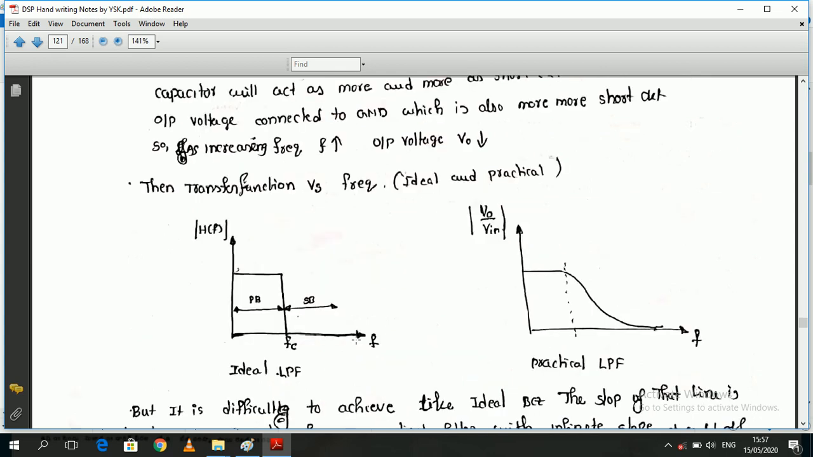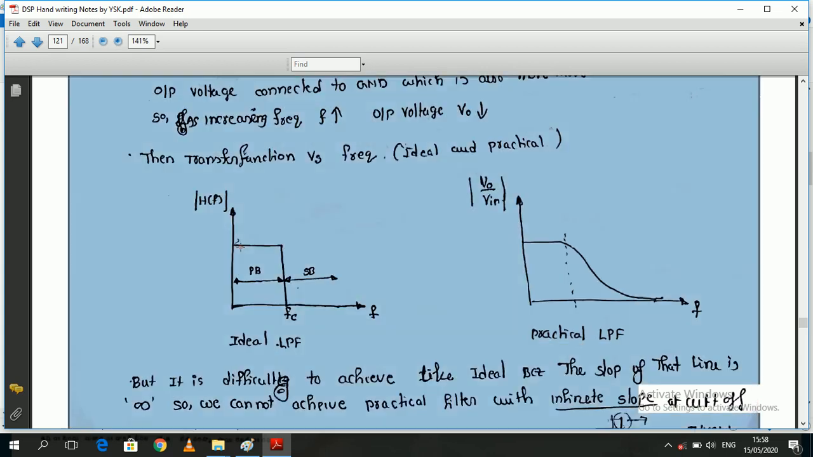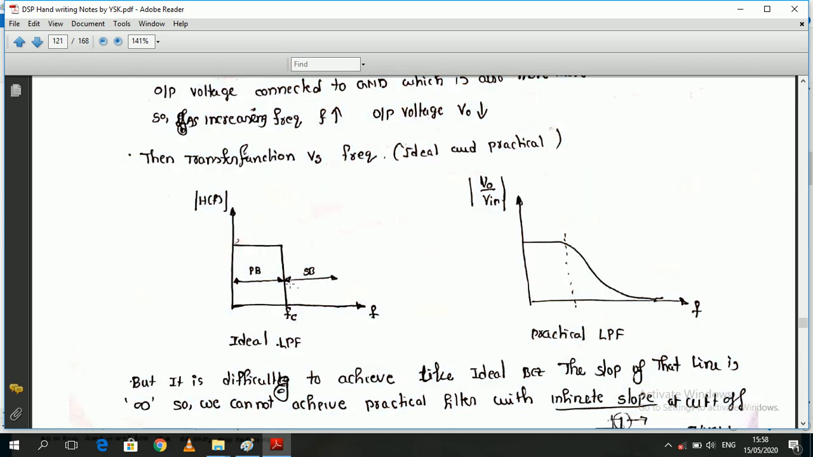Just note this point. Transfer function versus frequency. This is the graph for the ideal low pass filter. This is the graph for the practical low pass filter. This is the pass band, this is the stop band, because it attenuates the frequency. It allows the lower frequencies. This is called a low pass filter, and this is the ideal low pass filter. This is a practical low pass filter. The curve like this, practically we do not get such an ideal low pass filter.